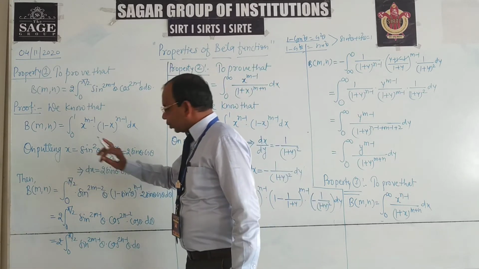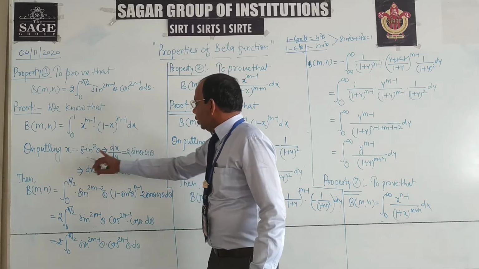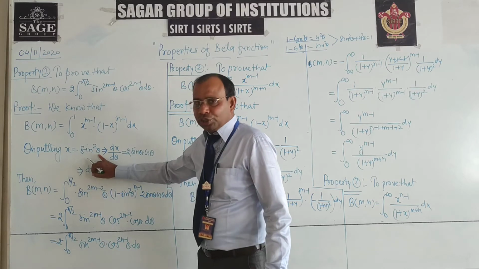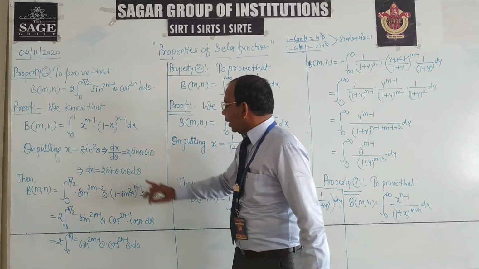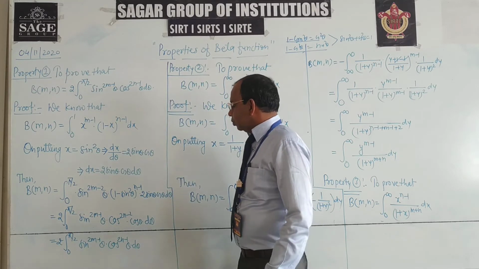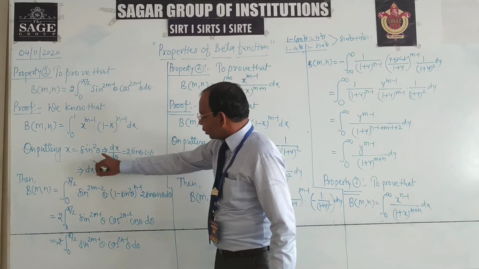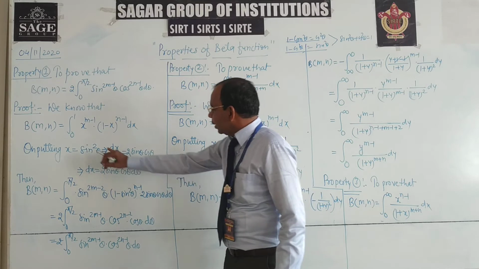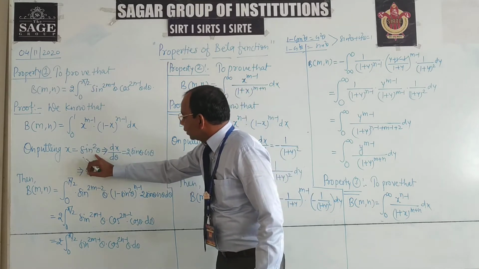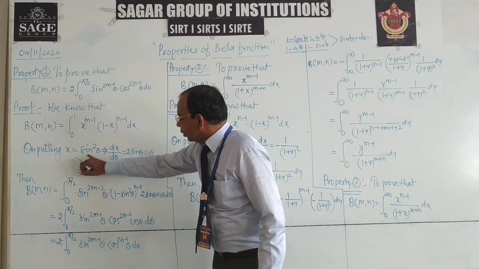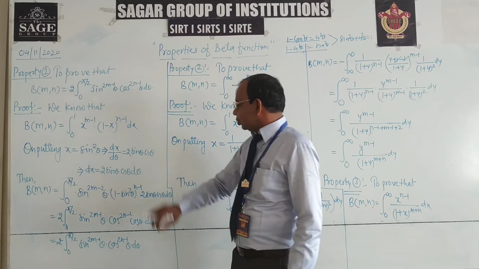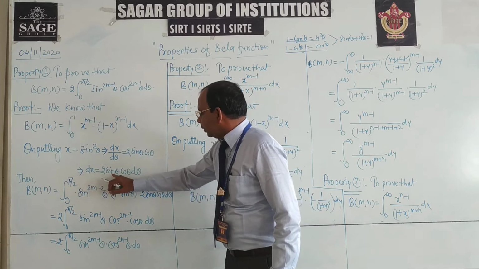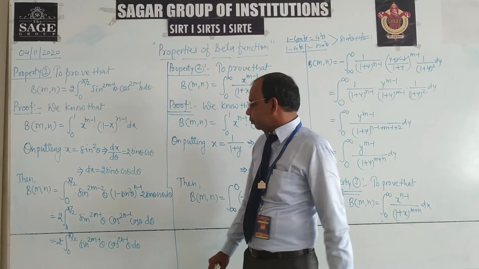Therefore x equal to sin square theta, so x is replaced by the other variable theta. So dx upon d theta equals the differentiation with respect to theta. First we differentiate the power, so 2 sin theta, and after that the function sin theta gives cos theta. On cross multiplication, dx is equal to 2 sin theta cos theta d theta.